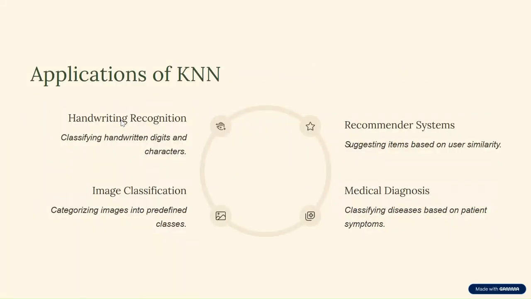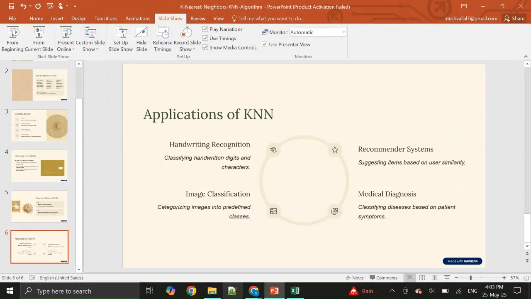Applications of KNN. KNN is used in a variety of real-world applications, from handwriting recognition to medical diagnosis to recommender systems and image classification. It's versatile and powerful, especially with smaller and well-structured datasets. That wraps up this quick overview of the KNN algorithm. Let's practically implement the KNN algorithm.